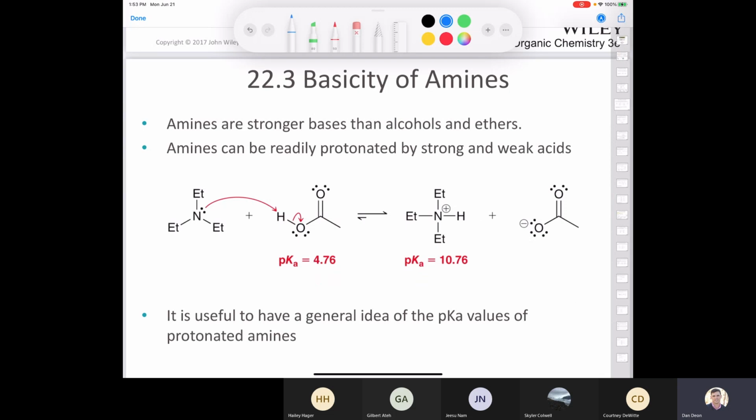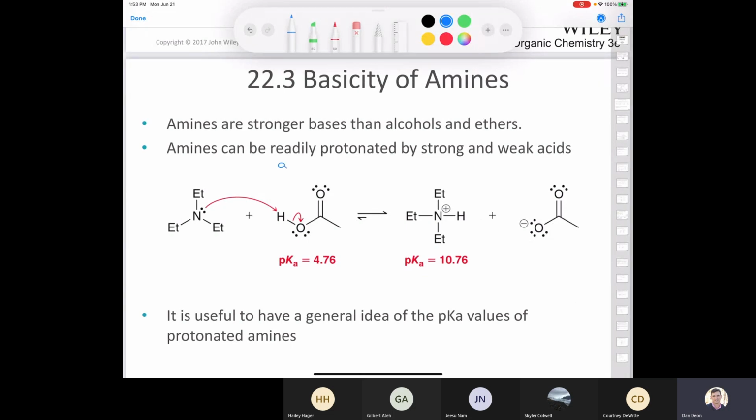Well, if you took general chemistry 2, and you all did, and you all passed it, you would have talked about the basicity of amines. And you would have said, well, amines are bases like ammonia. It's a proton acceptor. Well, amines are actually stronger bases than alcohols or ethers, aren't they, right? We don't think about alcohols or ethers as being bases, but we do think of amines as being organic bases. Amines can, in fact, be readily protonated by strong or weak acids.